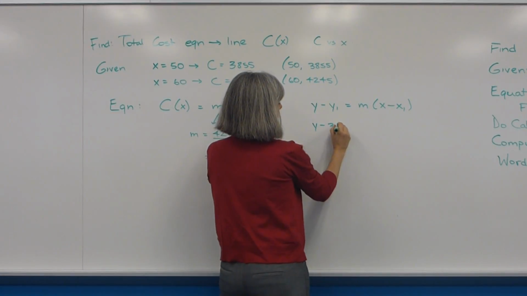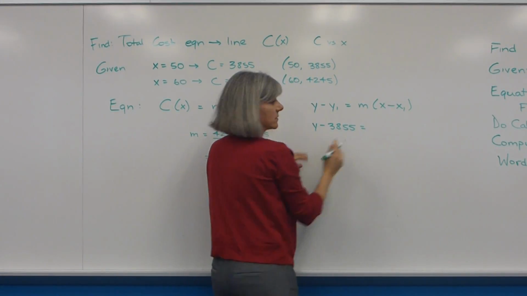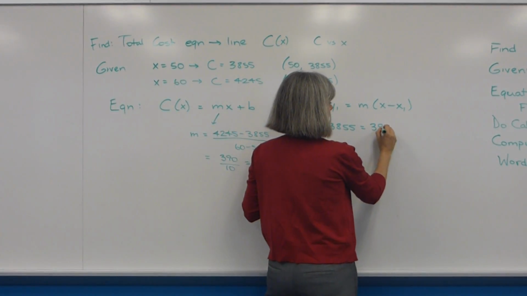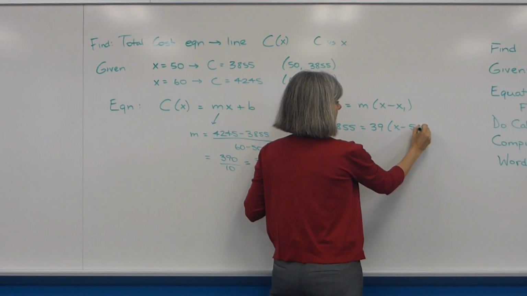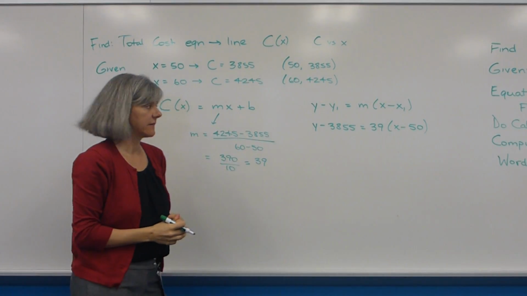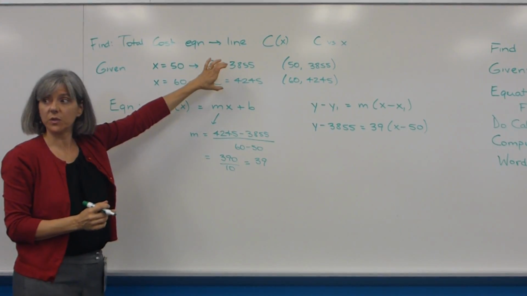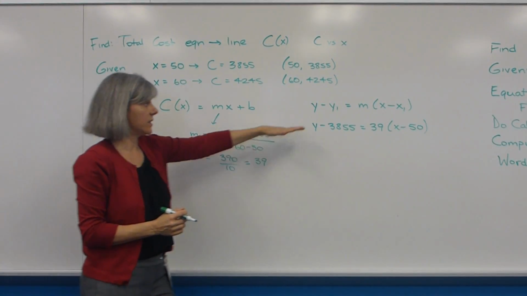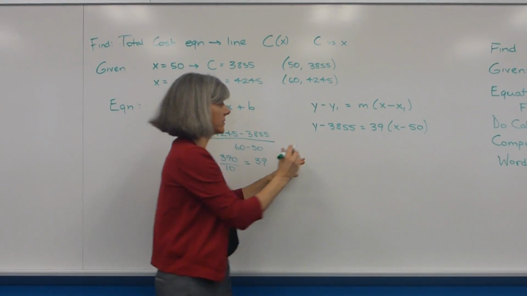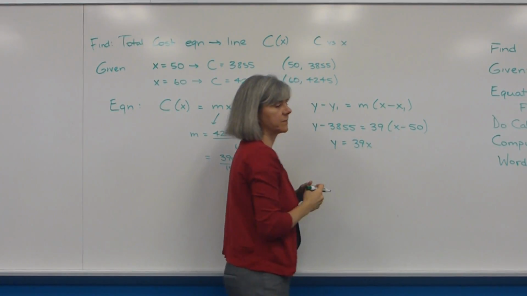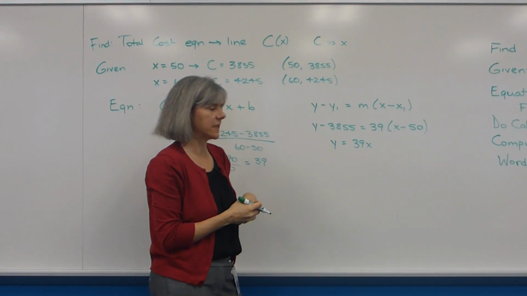So y minus 3855. I'm going to plug in my slope, 39, times x minus the x point. So remember, if you're trying to find the equation of a line between 2 points, find the slope first, and then drop everything into here and just solve. So y equals 39x. I usually try to do things in my head, but maybe not this time.